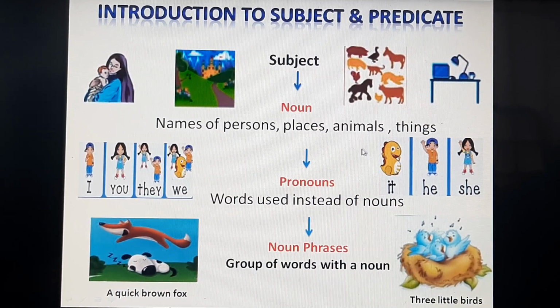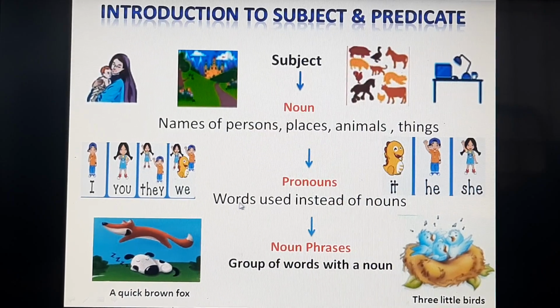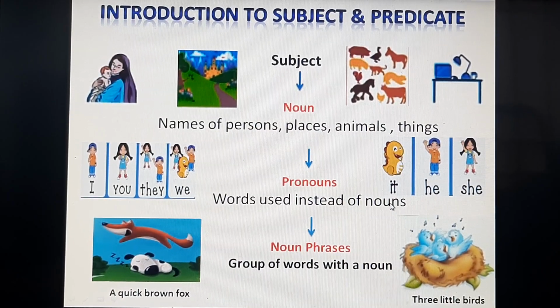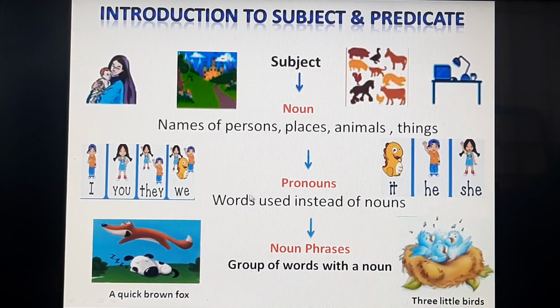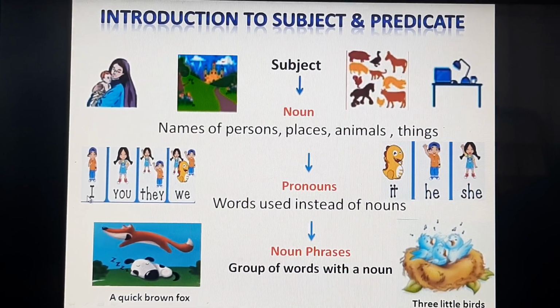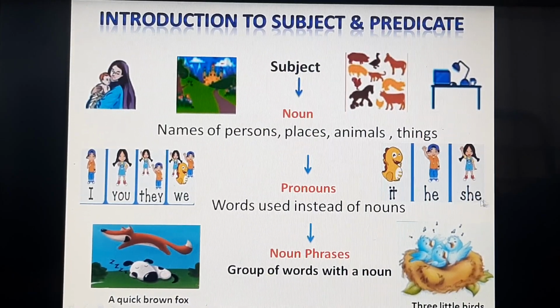The next one is pronouns. What are pronouns? Words used instead of nouns are called pronouns. They are subjective pronouns and they come at the beginning of a sentence. I, you, they, we, it, he, she.